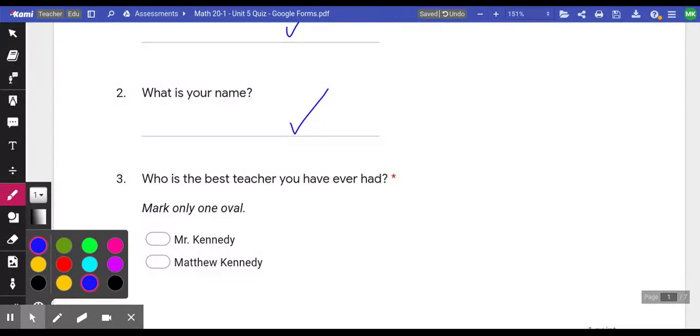Question 3, who is the best teacher you have ever had? Honestly, it's a trick question because every answer was correct. So if you give a little shout out to Mr. Kennedy, that's awesome. If you decided you want to give a shout out to Matthew Kennedy, that is even better. If you put both answers, double the marks. That's all I got to say to that. And if you tried not to answer, I made it a required question, so you had no choice.